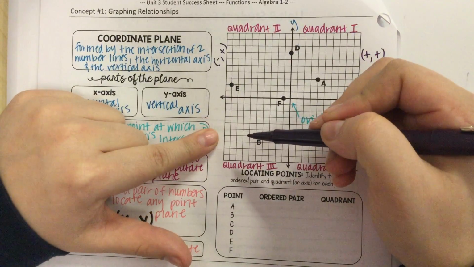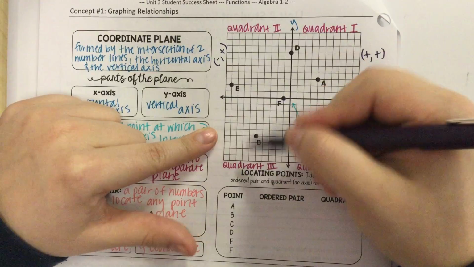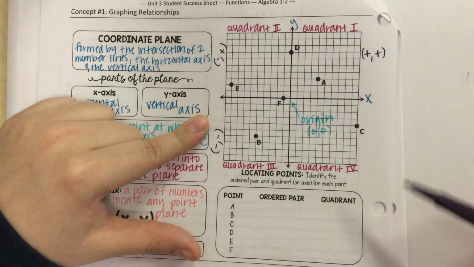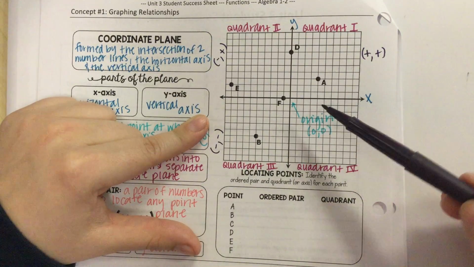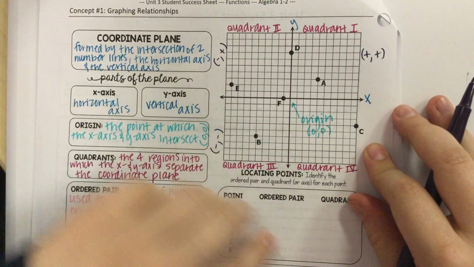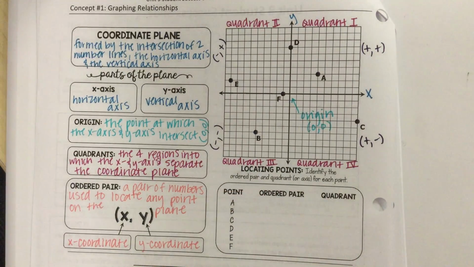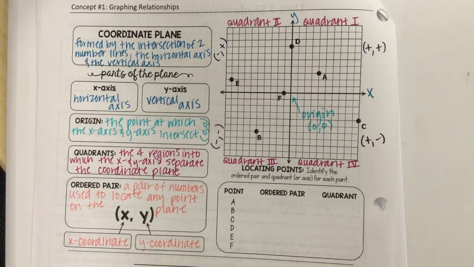Okay, if we move down to quadrant 3, we have negative x values and now we have negative y values. So in quadrant 3, our ordered pairs are going to be negative, negative. Then if we go over to quadrant 4, we are back to positive x values, but we still have negative y values. So in this quadrant, we have positive, negative numbers. So whenever we're graphing points and I give you an ordered pair, this will help you figure out where to put them.